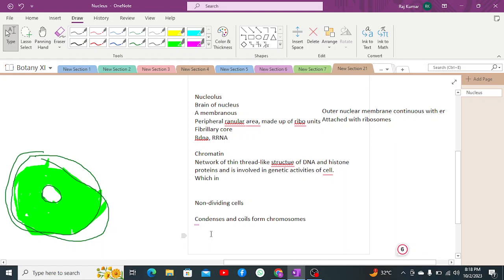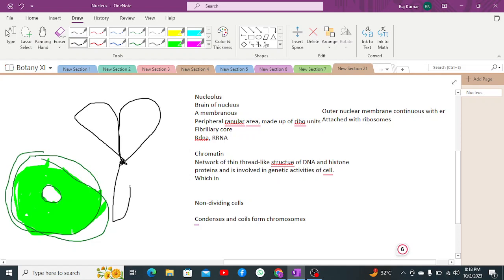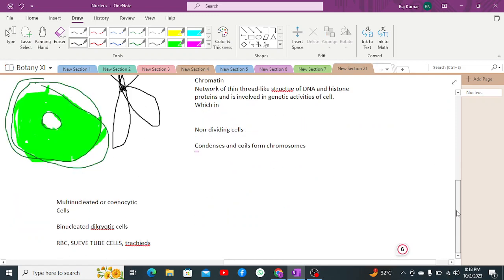and that chromosome is a thick thread-like structure which can be easily viewed using the light microscope. And there are two chromatin present inside the nucleus. One chromatin is the heterochromatin, second chromatin is euchromatin.